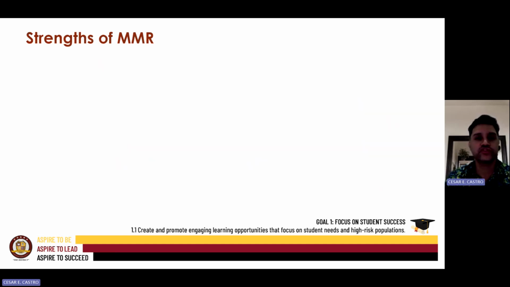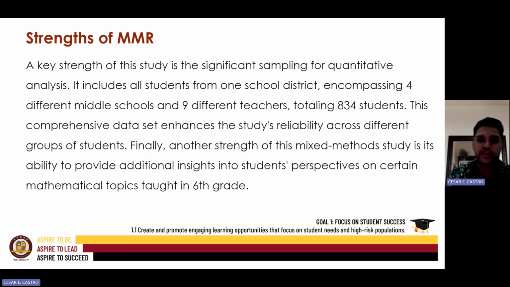What is one of the strengths of the mixed method research? And this is the part that I'm going to conclude my presentation with. But one of the strengths of this study is the significant sampling from the quantitative analysis. So it includes all the students from one school district, yes, but it's encompassing 4 different middle schools and 9 different teachers for a total of 834 students. So this is a very good sampling that we are getting.